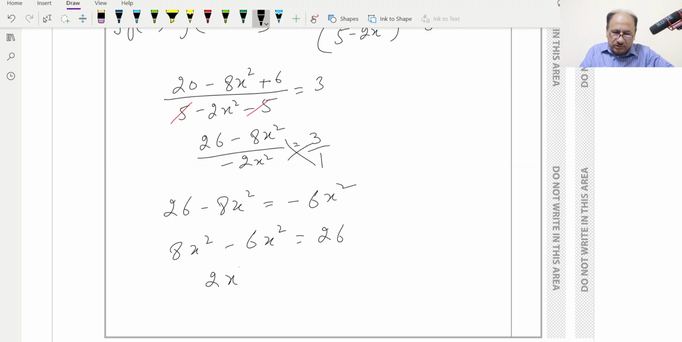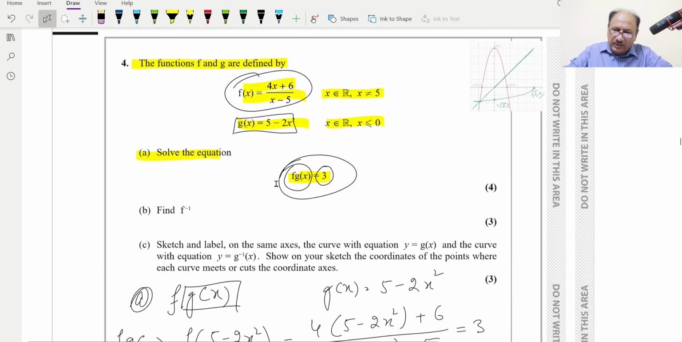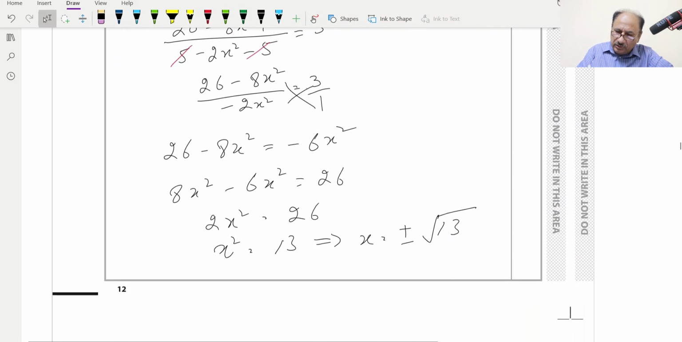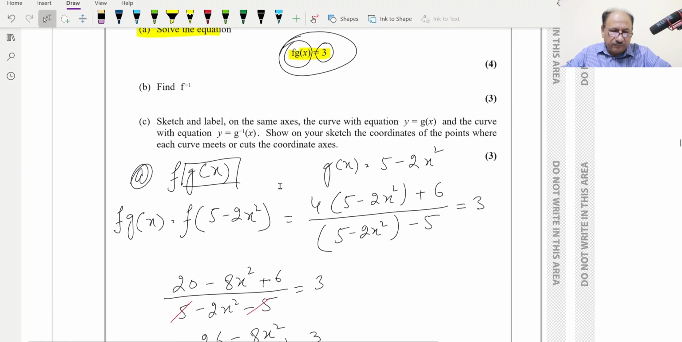So 2x squared is equal to 26, and x squared will be equal to 13. This implies x will be equal to plus minus under root 13. And they are saying x is less than 0 over here, so we'll take the negative value only. So x will be equal to negative root 13. So this will be our answer for this one.